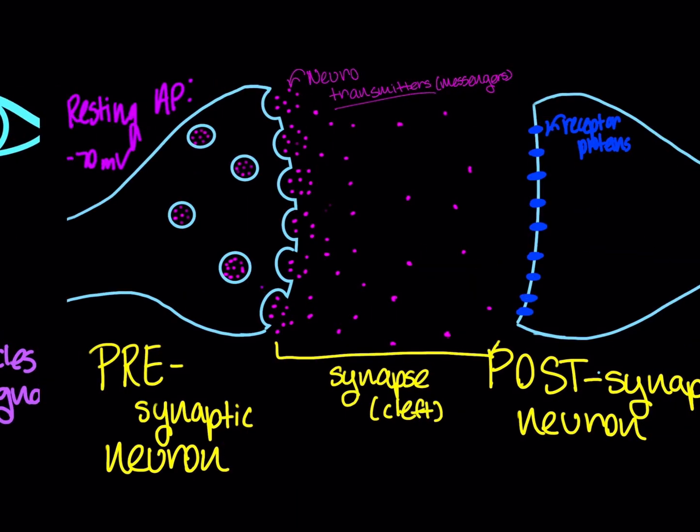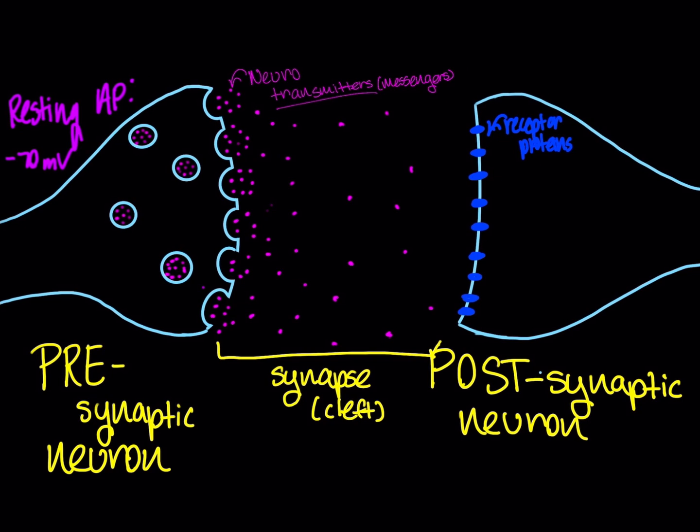So what are synapses made up of? Essentially, the synapses are made up of different parts or sections, which can be broken down into pretty much three main parts. So we have the presynaptic terminal, the synapse cleft, and the postsynaptic terminal.